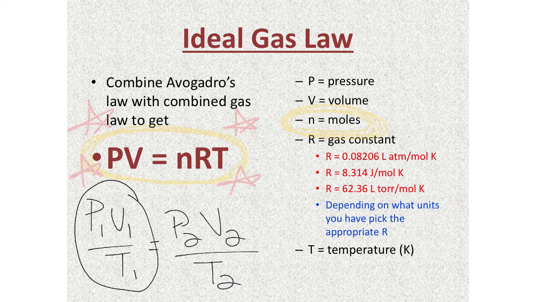R is a constant. On our reference table, we have 3 different values for R. We will use whichever value matches the units that we're using. For example, if our pressure is in atmospheres, then we'll use this first R here, that's 0.08206. If it's in torr or millimeters of mercury, because those two are equivalent to each other, then we will use that third value. We'll use this middle value that's got joules in it later on. We won't really be using that value this particular unit. And then temperature is always in Kelvin.